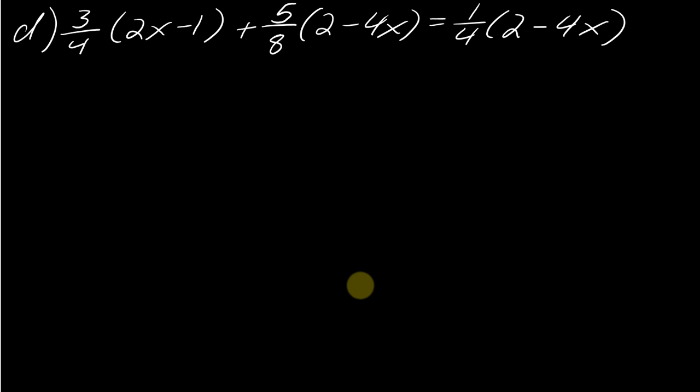And now for the last one, we've got 3/4 times 2x minus 1 plus 5/8 times 2 minus 4x equals 1/4 times 2 minus 4x. So the LCD in this case is 8. So I'll set this up.